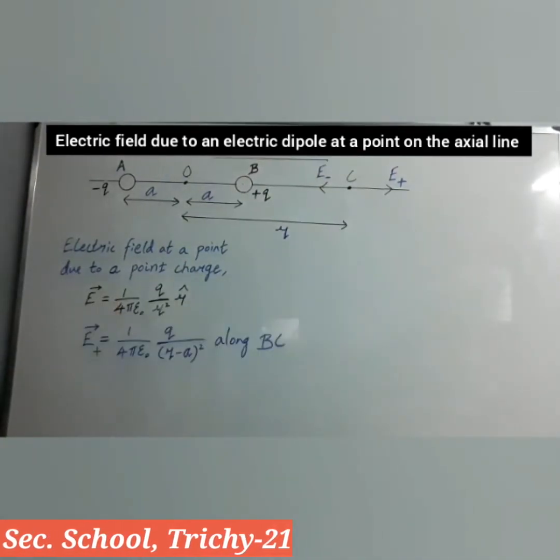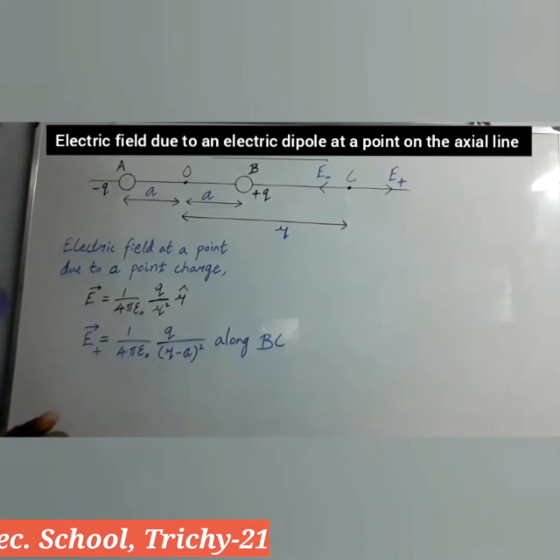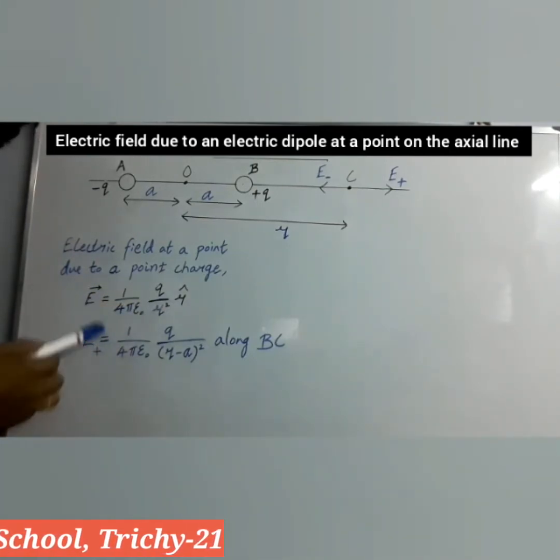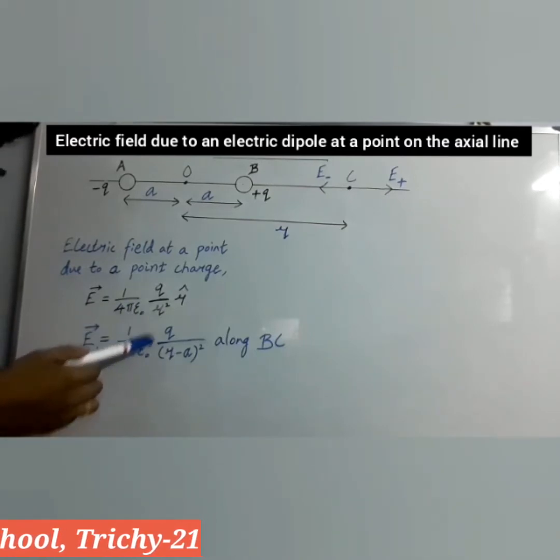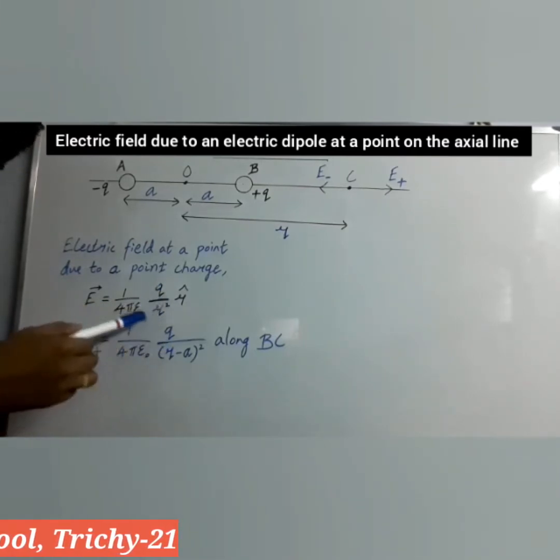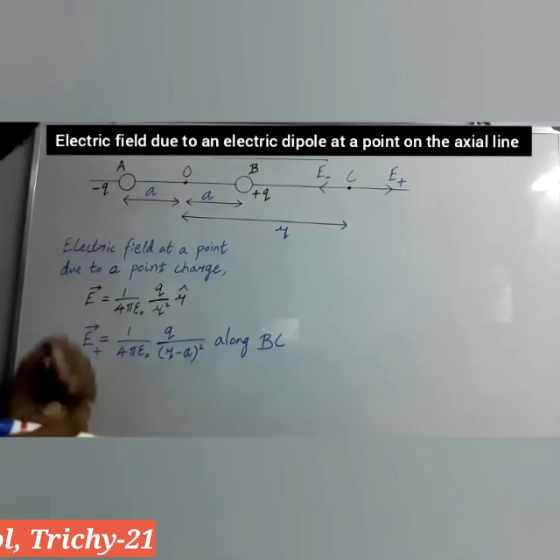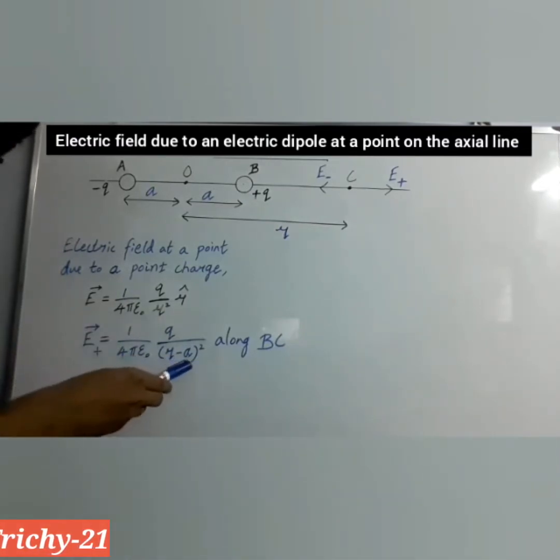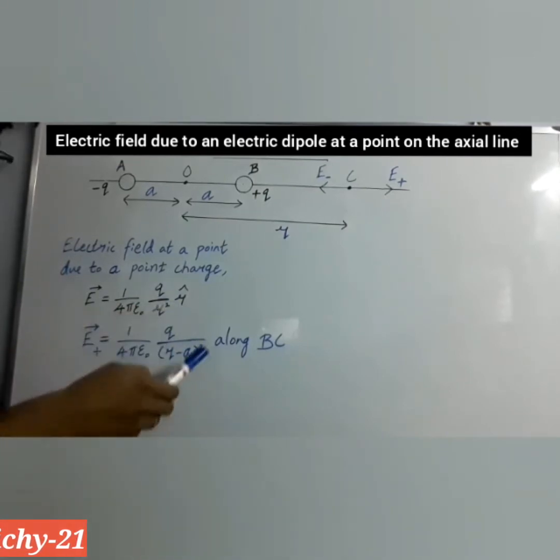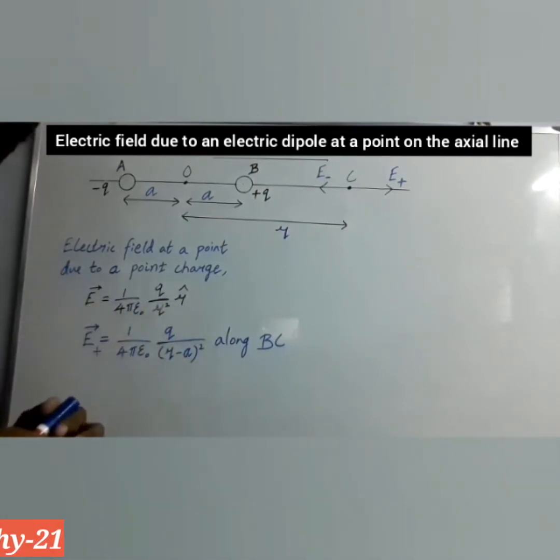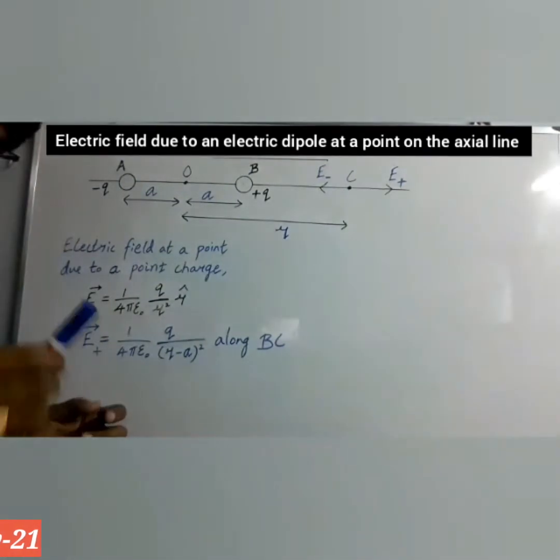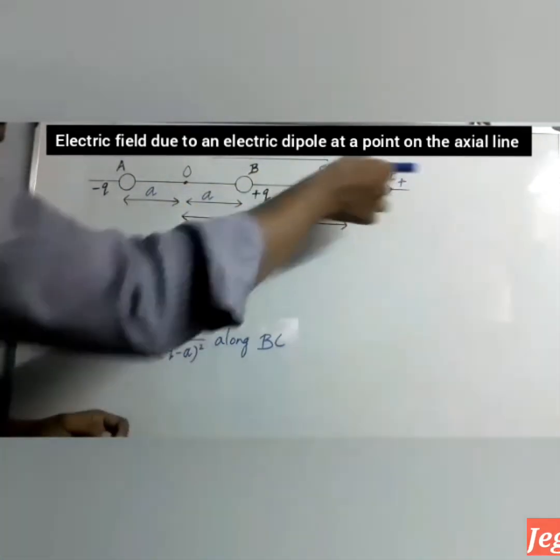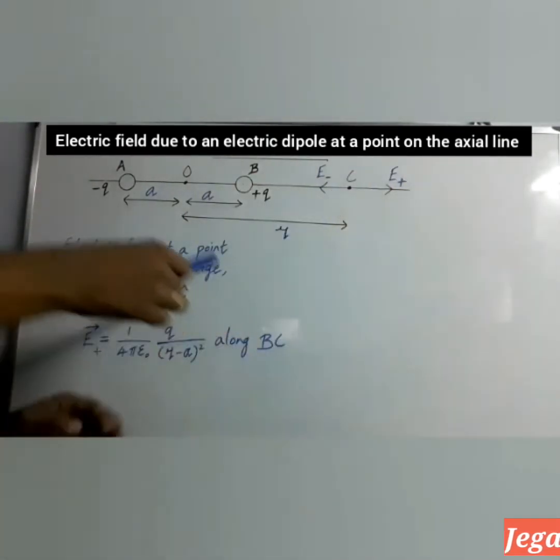Now we can write the expression for the electric field given by the positive charge. You can refer to the common expression. E vector is equal to 1 by 4 pi epsilon naught, q divided by, in the common expression we have written the distance square. Here in this case, what is the distance between the positive charge and the point C? r minus a, the whole square. Since it is a vector quantity, we have to mention the direction also. The electric field given by the positive charge acts along BC. Like this only it acts, so we can mention along BC.